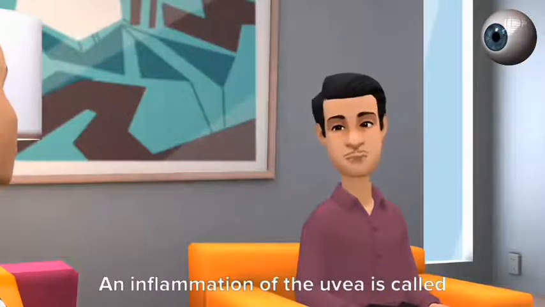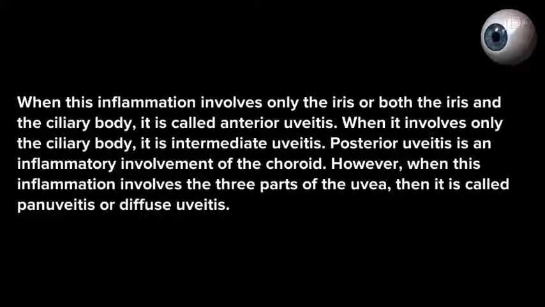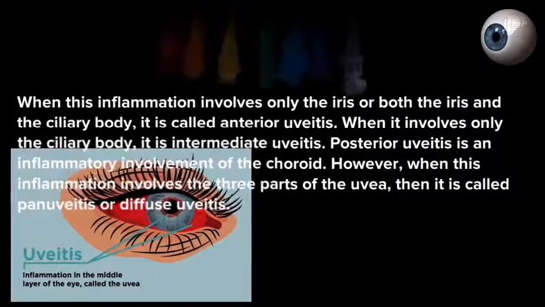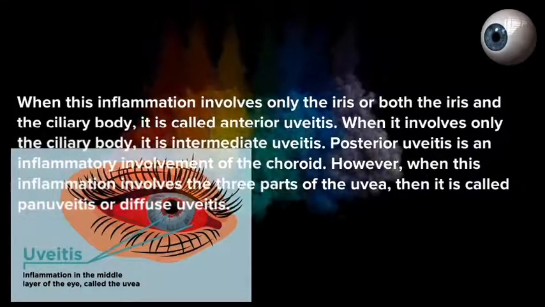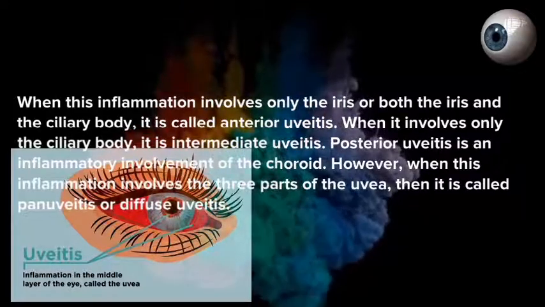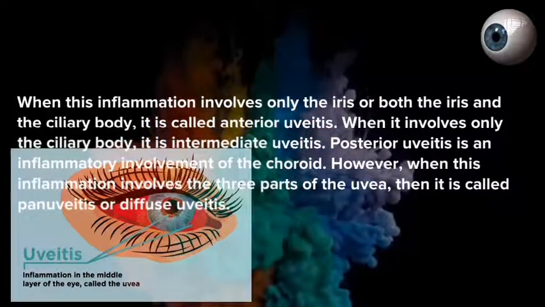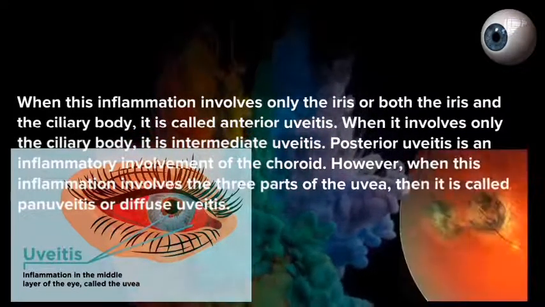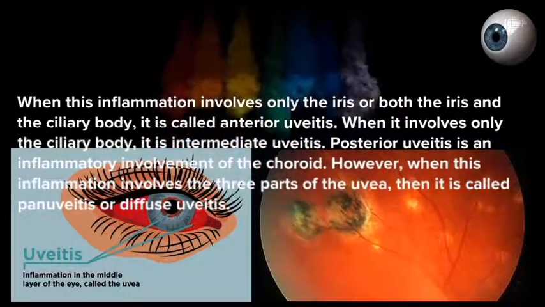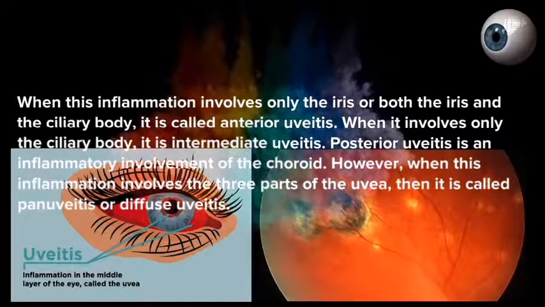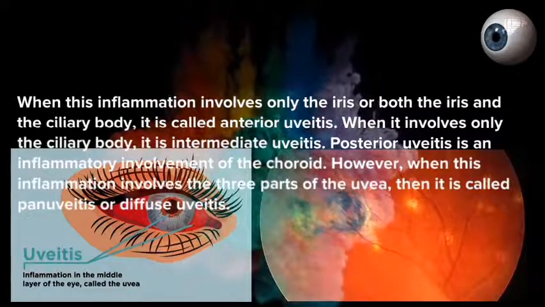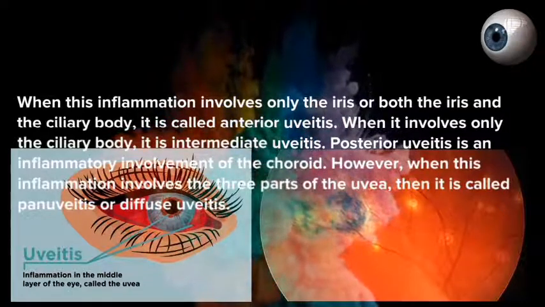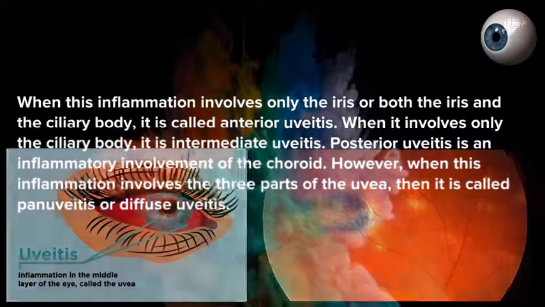An inflammation of the uvea is called uveitis. When this inflammation involves only the iris or both the iris and the ciliary body, it is called anterior uveitis. When it involves only the ciliary body, it is intermediate uveitis. Posterior uveitis is an inflammatory involvement of the choroid. However, when this inflammation involves the three parts of the uvea, then it is called panuveitis or diffuse uveitis.